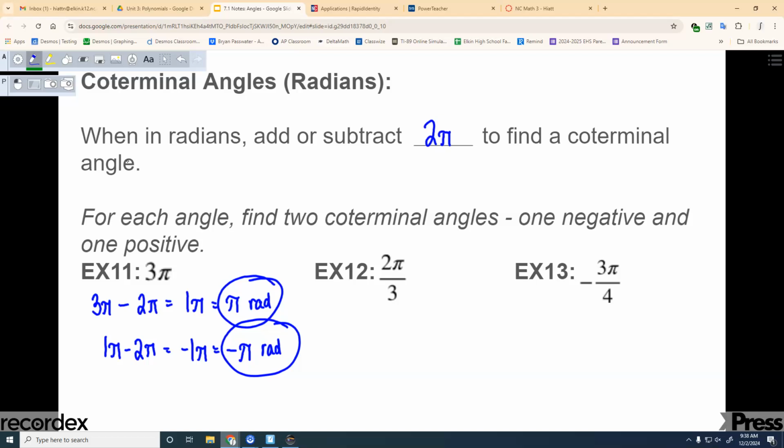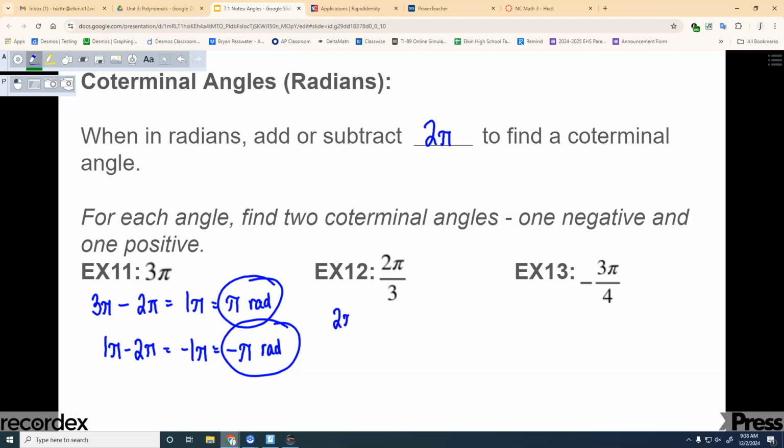Okay, the process is the same for number 12. You're going to add 2 pi or subtract 2 pi. The process is not as easy. If they give you a decimal, it's okay. It's not that hard. You can do it in Desmos. Most of the time, they do not give this to you as a decimal.